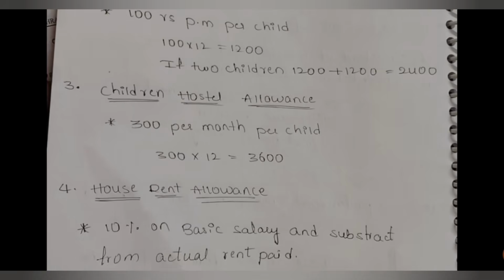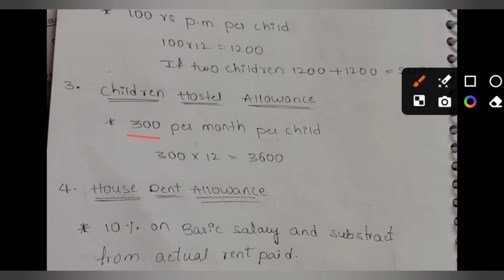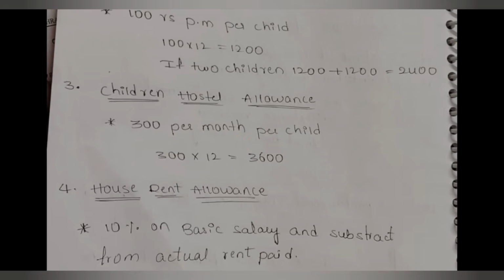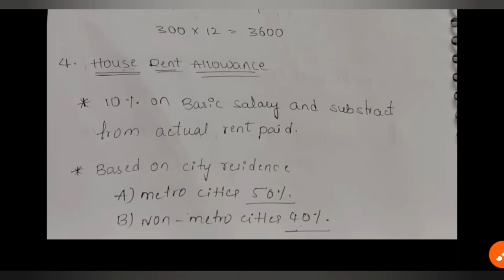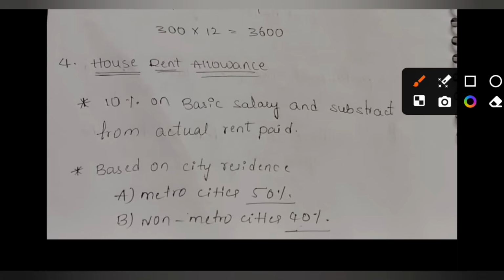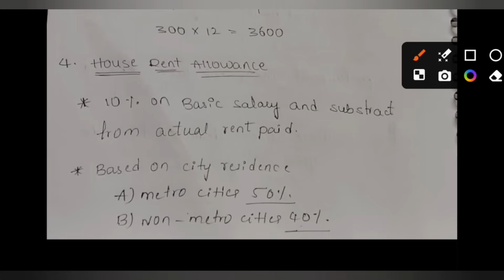Okay, and next you are having children hostel allowance. It is 300 per month. If you convert it into a year, it means 3600 per year. Next you are having house rent allowance. For this house rent allowance also we need to calculate under 3 steps. One is 10% of the basic salary. Second one is, if metro cities, 50% of salary we need to take. If not, 40% of the salary we need to take, and we need to keep the least amount.